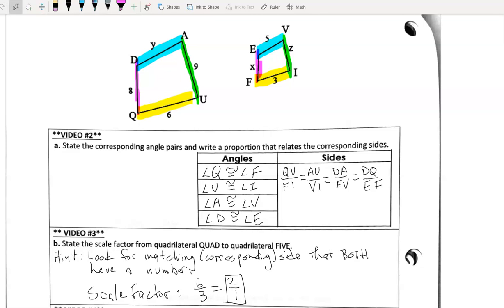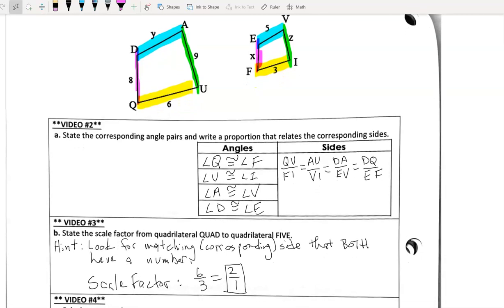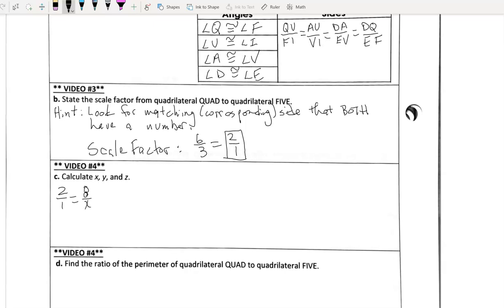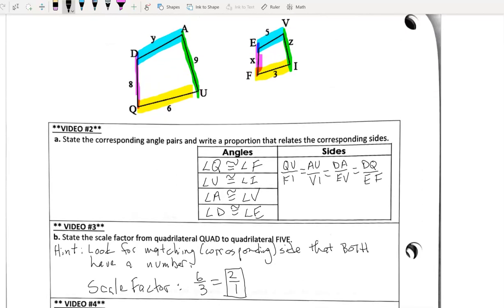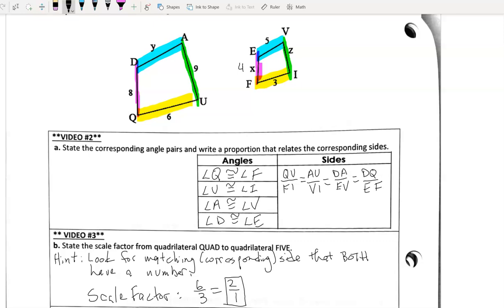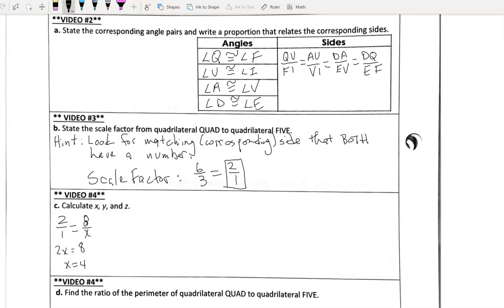It's 2 to 1, so it's left to right, so I have to go left to right. That's going to be 8 over x equals 2 to 1. Then I'm going to cross multiply, so 2x is equal to 8. Divide by 2, and we get x is equal to 4. So back up here, I've got 4. We're always going left over right. Now let's find y.